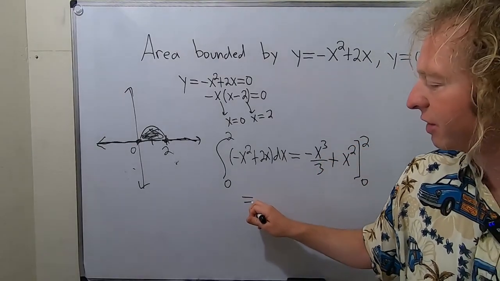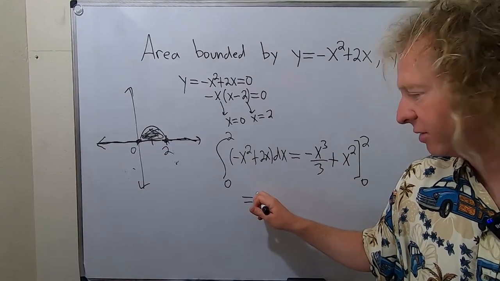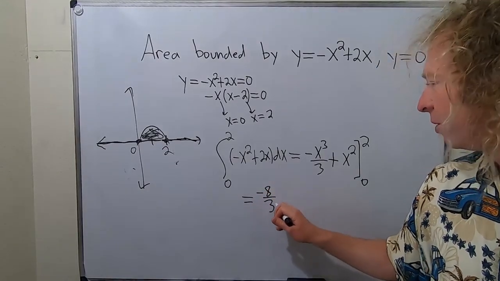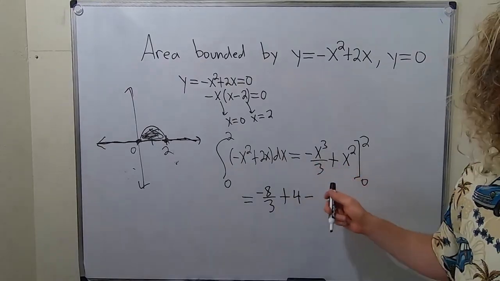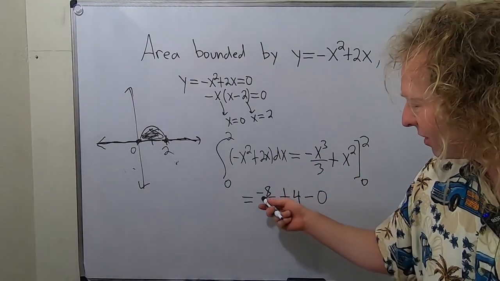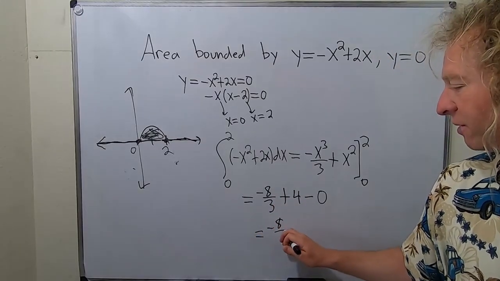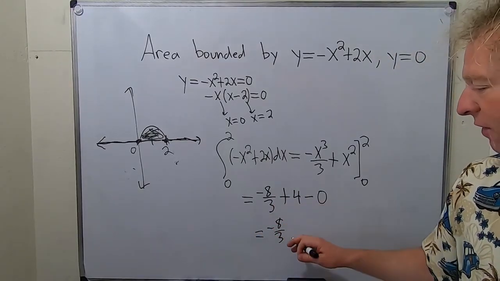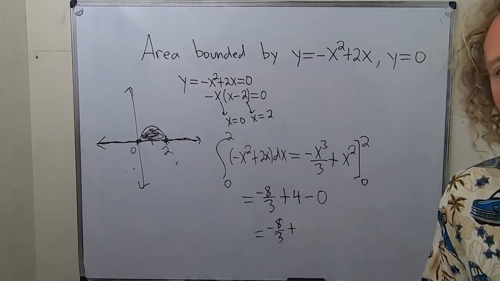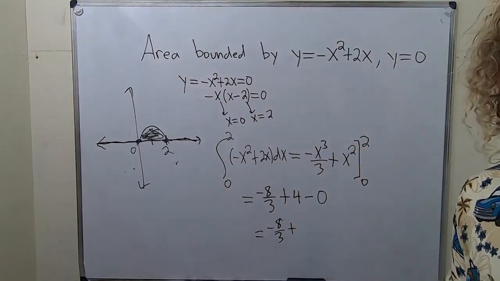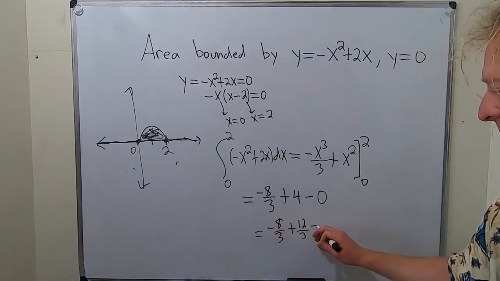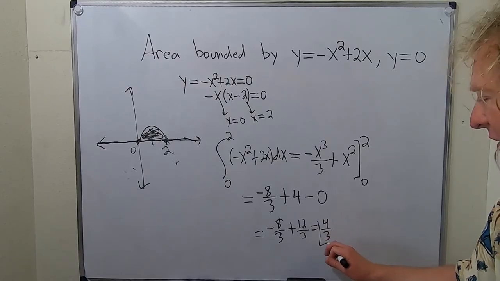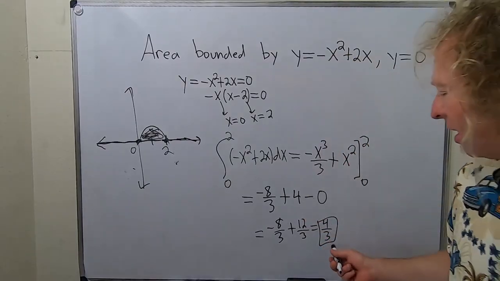Plugging in 2 here gives us 2 cubed, which is 8, so this is negative 8 thirds, plus 2 squared, which is 4, minus, and when you plug in 0, it's all 0. Now we have to add these up. To add the 4 and the negative 8 thirds, think of 4 as a number over 3. So 12 over 3 is equal to 4. Adding these up, you get 4 thirds, and that is the area bounded by the graphs. I hope this video has been helpful. Take care.